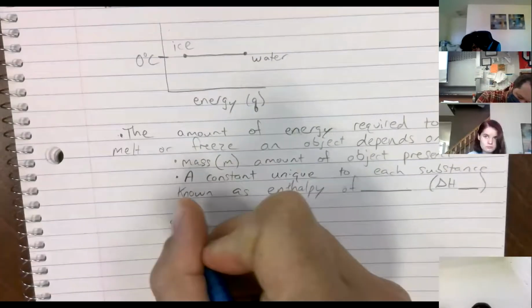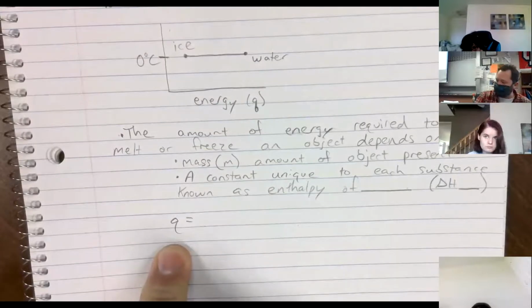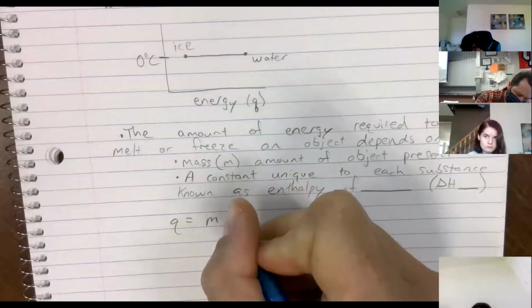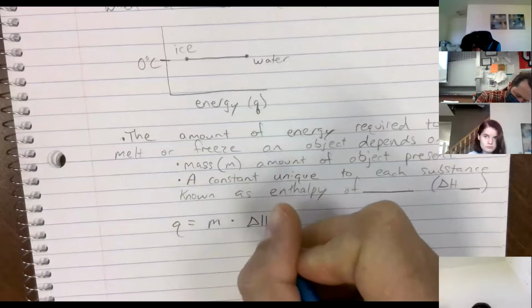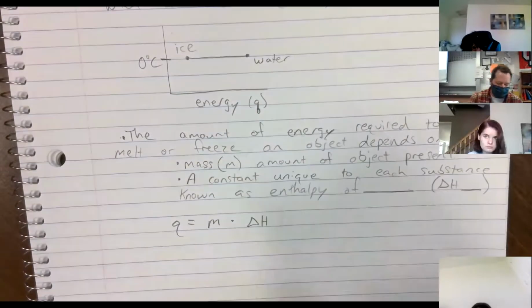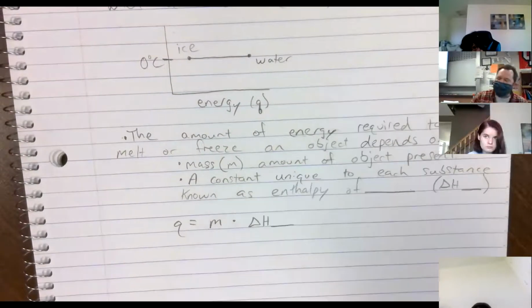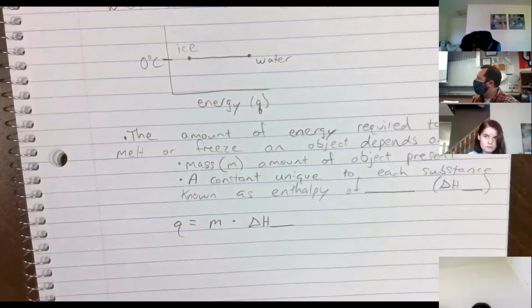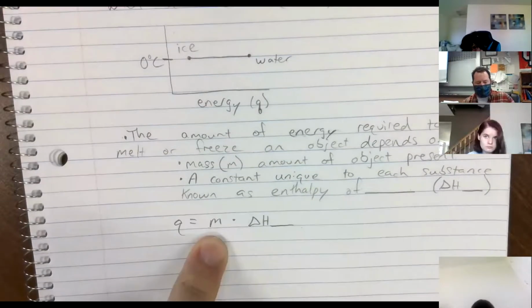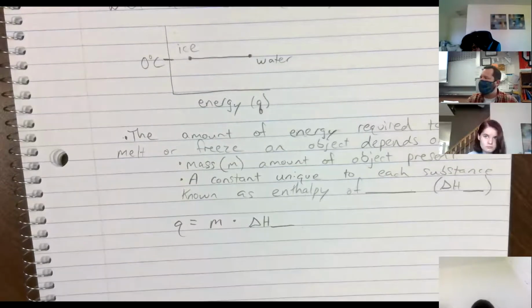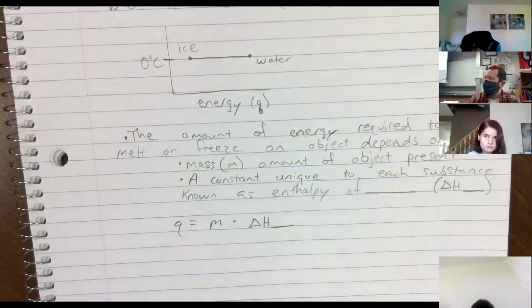It's really a pretty simple formula. Again, Q, that's energy, is equal to mass times delta H. And again, that blank is whatever phase change you happen to be going through. How much energy to melt something? Well, M times the delta H of fusion. And that's all it is. Not a whole lot to it.